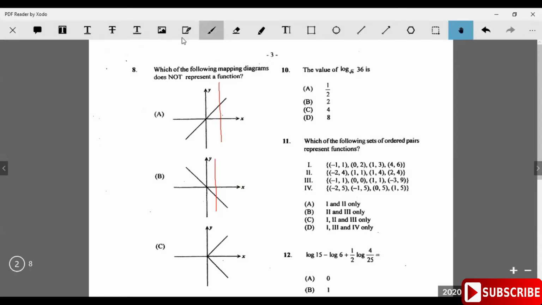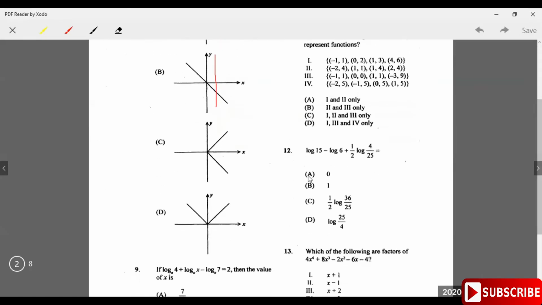So looking at the options right here, what we can see is that for option C, when we do a vertical line test, we notice that when x is a particular value A, it is being mapped to 2 points. And so by the definition of function, each element in the domain must map to only one element in the range. And so C is not a function. So that's option C.